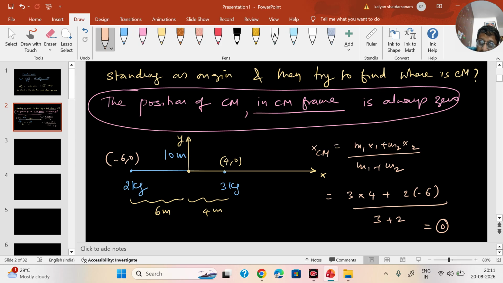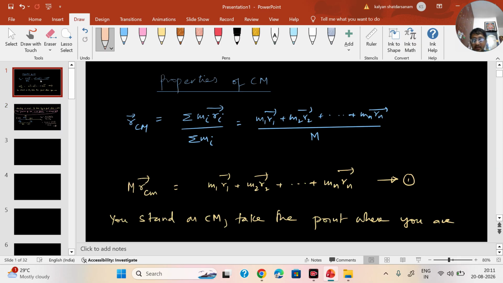So I got 0. So position of center of mass in center of mass frame will be 0. When I say in center of mass frame, it means the origin is at center of mass. The coordinate system is at center of mass. That is the meaning. Okay, this is one thing which we will need in a later chapter.